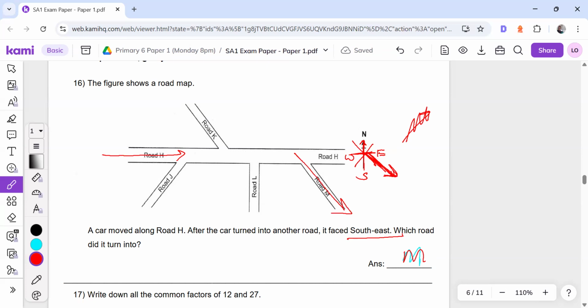Here, same, right? Parallel with the arrowhead parallel, right? So road M is the answer. Got it? Okay, let's go to the next one.